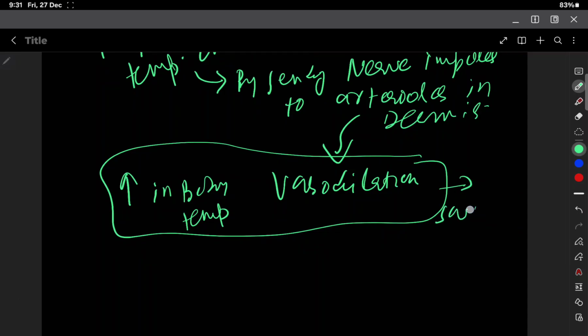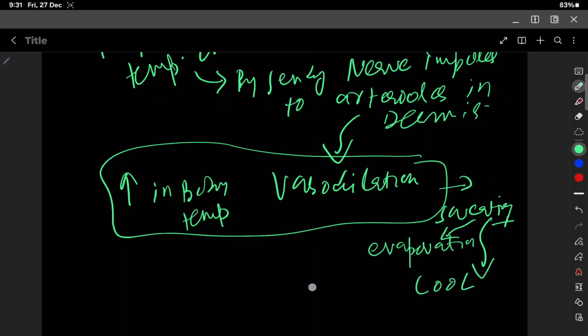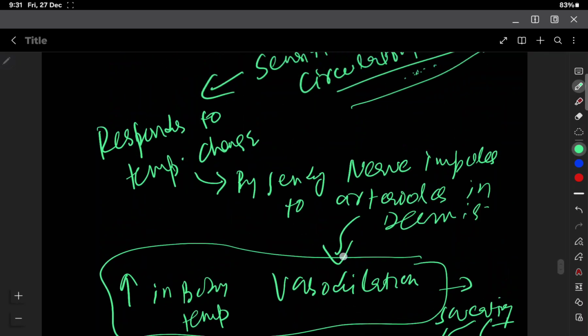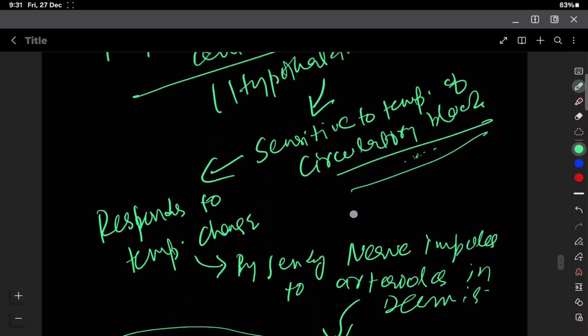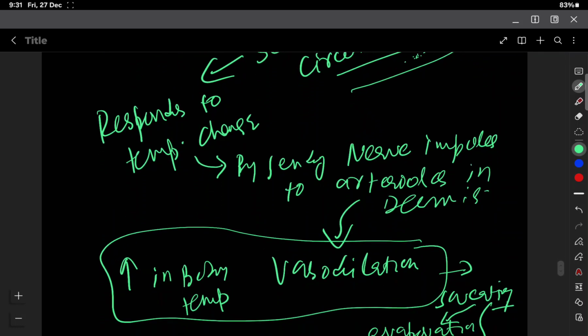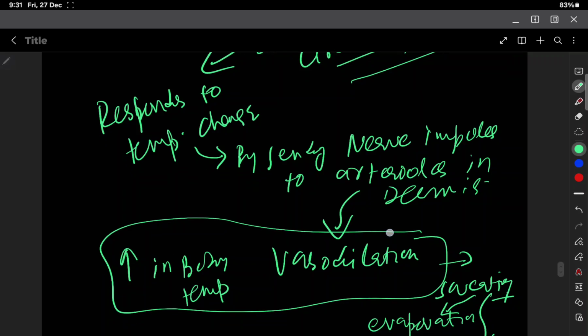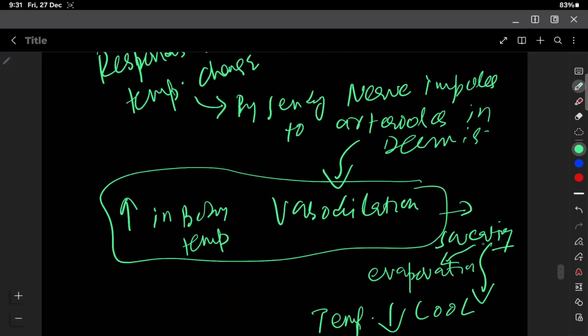Because of the vasodilation, there will be sweating. And after sweating, there will be evaporation, because the sweat will evaporate and the body will cool down. So the temperature decreases. If the temperature in the body increases, the hypothalamus, being sensitive, responds by sending nerve impulses to the arterioles. Those arterioles undergo vasodilation, there is sweating and evaporation, and your skin cools, so your body temperature falls. That is the first thing.